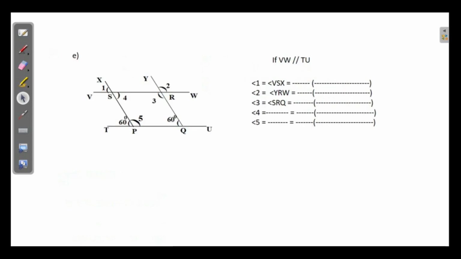Then the last one, angle 1 is VSX. Just to see the figure first. Angle 1 is VSX. To get angle 1, we may look at here. This angle is 60 degree and it is said that VW is parallel to TU. So these two lines are having the same slope with this line. So the angles at the same side, such angles are equal. So angle 1 is equal to 60 degree. That we can write here.